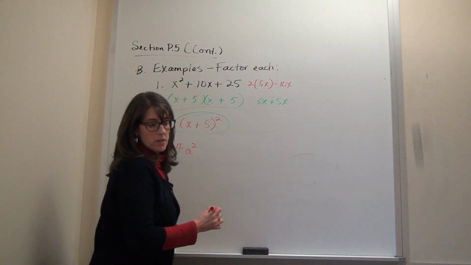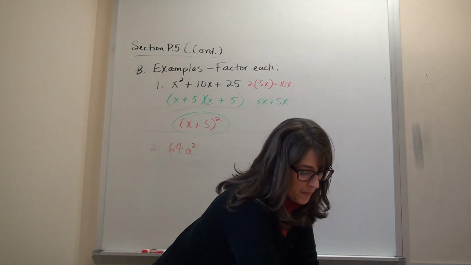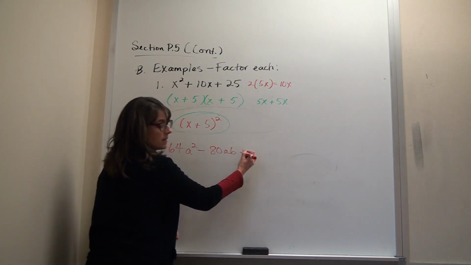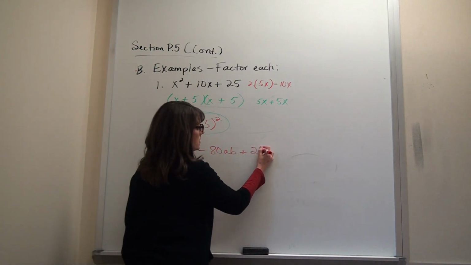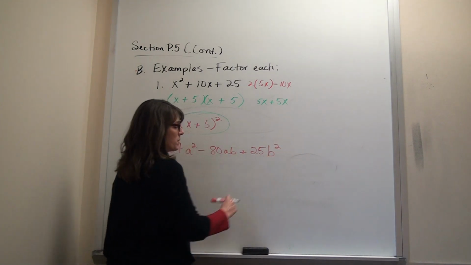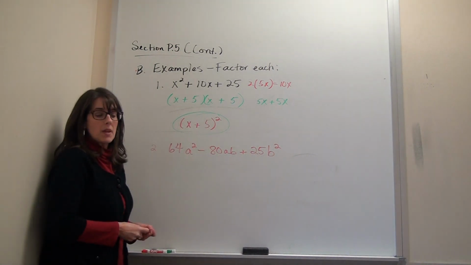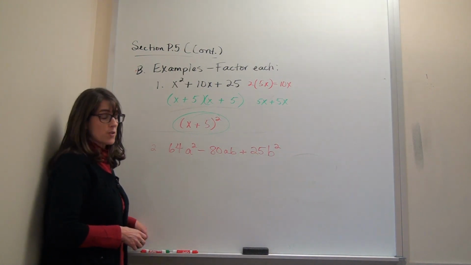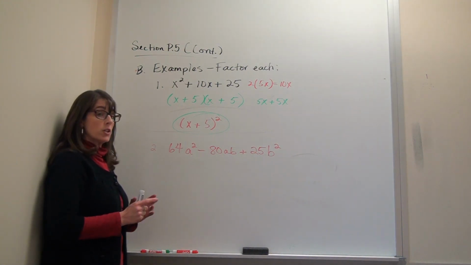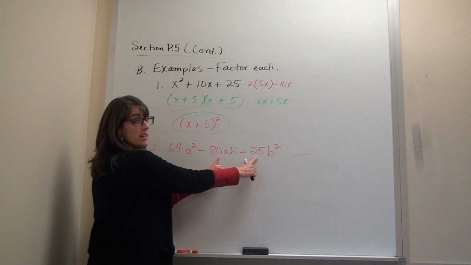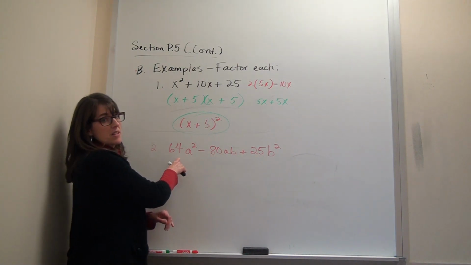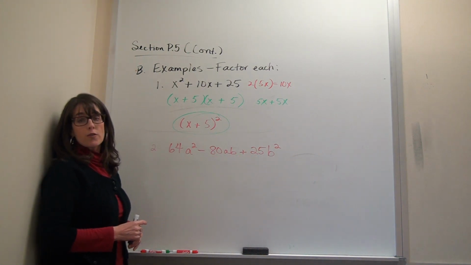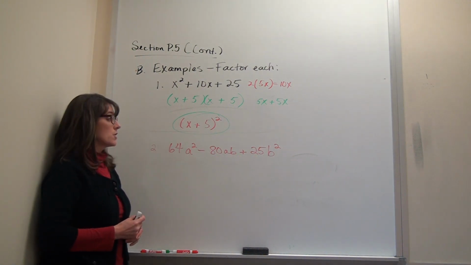64a squared minus an 80ab plus a 25b squared. Now, like I've said many times, always look first to see if there's something common you can divide out. It looks like it because you can certainly take a 5 out of these, but you can't take a 5 out of this. I can take an 8 out of both of these, but I can't take an 8 out of this. So therefore, there is nothing common that I can divide out of each one of these.